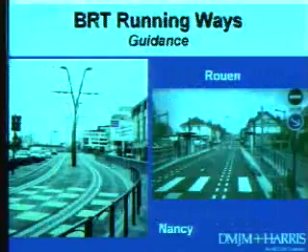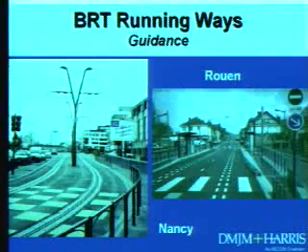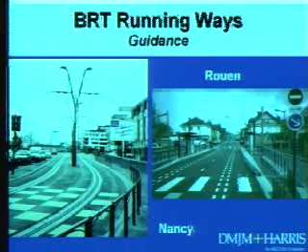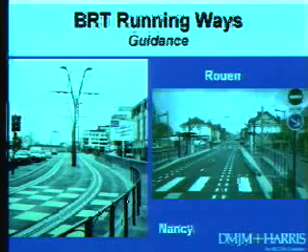Here's a couple of other examples of guidance for the busway. Now, the busway can be just like a road. The busway can have mechanical guidance, where the bus has little tires that stick out from the side of the bus and touch a curb, and that curb guides the bus. And we have several examples of those around the world, in Australia and France, of guided buses.